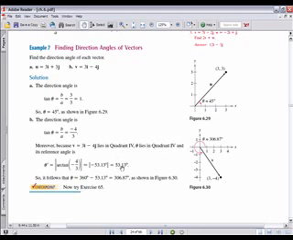The only difficulty here is when you are in the second or third quadrant. That is when the first component is negative. You've got to add 180 because inverse tangent only evaluates in the first and the fourth quadrants.